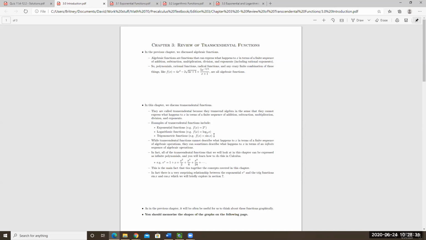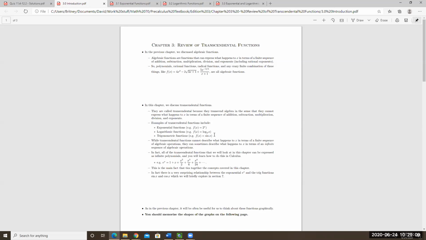These transcendental functions can't be described in terms of a finite sequence of algebraic operations, but this isn't necessarily true for all transcendental functions, but for the transcendental functions we're going to see in this section, we can describe what happens to x in terms of an infinite sequence of algebraic operations. And in fact, that's a really cool thing that ties these kinds of functions together that we're going to explore a little bit in this chapter. You'll explore it in much greater detail in calculus.